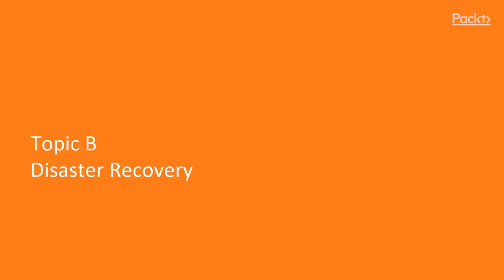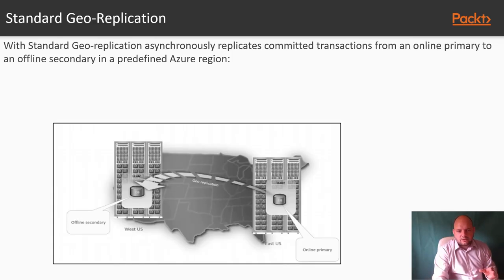The second topic in this lesson is disaster recovery. So we are going to look at how we can get business continuity in the event of a natural disaster, or maybe a cyber attack or something else, terminating an entire Azure region where our Azure SQL database happens to be hosted. So the first note here talks about standard geo-replication.